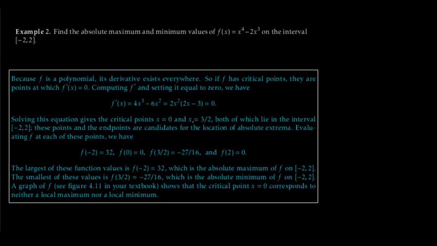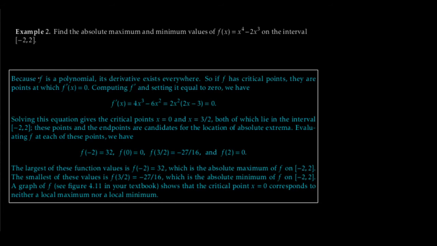Okay, on to an example. So, example 2. Find the absolute maximum and minimum values of f of x equals x to the fourth minus 2x to the third on the closed interval from minus 2 to 2. So, I've already written the answer here to save us some time. I'll show calculations and steps along the way.